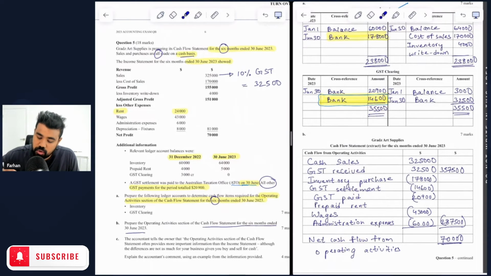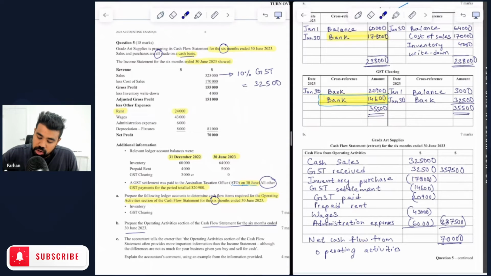We're going to first start with cash sales, which is a cash inflow, and that is straight from the income statement for sales, which is $325,000. We also know that we have received 10% GST from our customers, and that is 32,500.